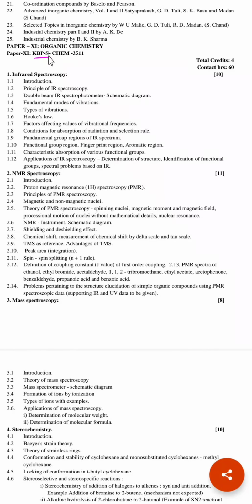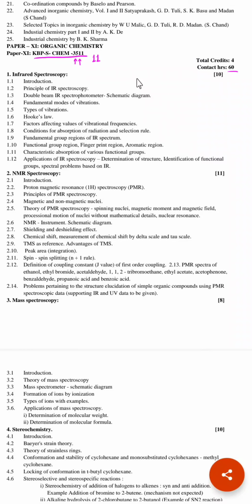KBP S CHEM 3511. This 3 indicates third year, 5 stands for fifth semester, and this 11 is paper number 11. Okay, this paper is for 4 credits and there are 60 contact hours for this paper.